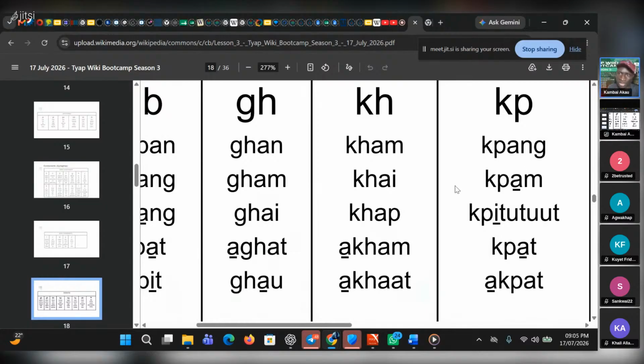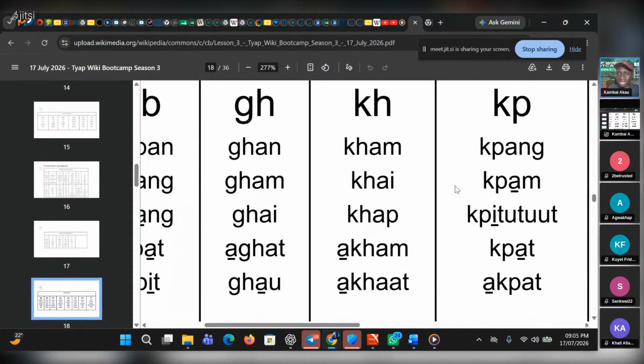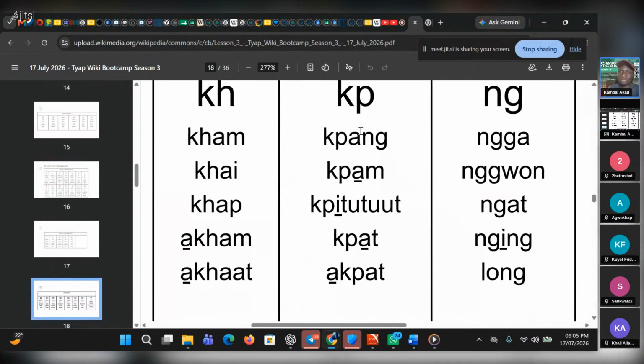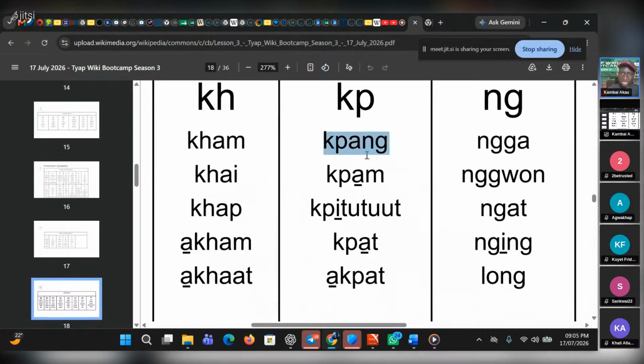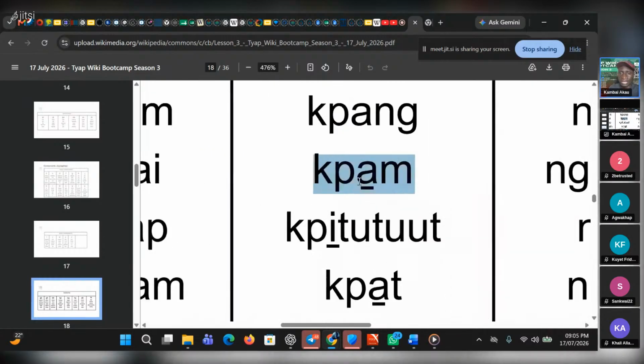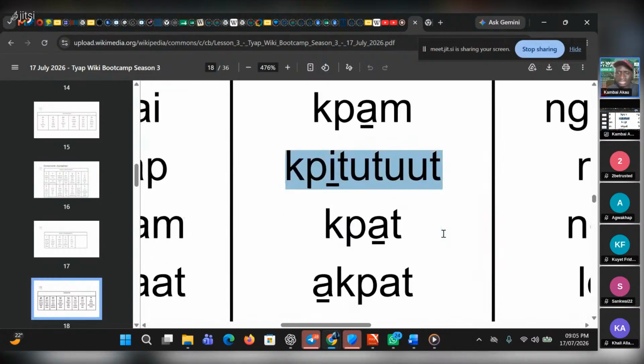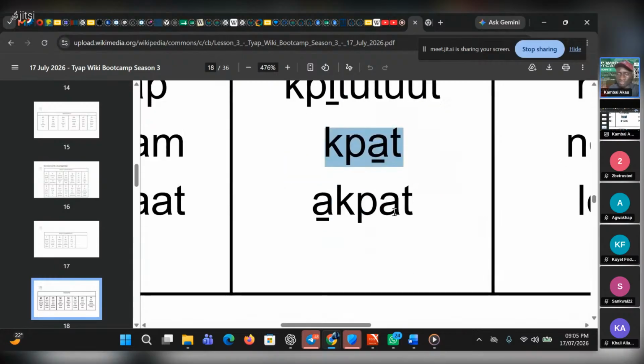And then we have the pa sound. The pa sound, we have words like bang, that's to peck something or to hit something into the ground. And then we have bum, or bum rather. So bum is just like a collection of something. And then we have potutut. Potutut has a meaning in Tyap. And then we have but, which is a load. And then we have a part.